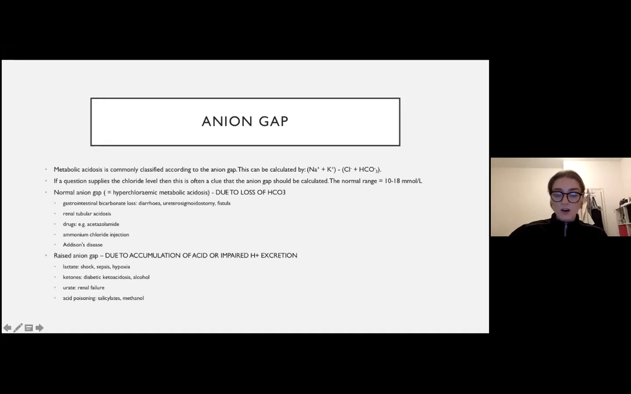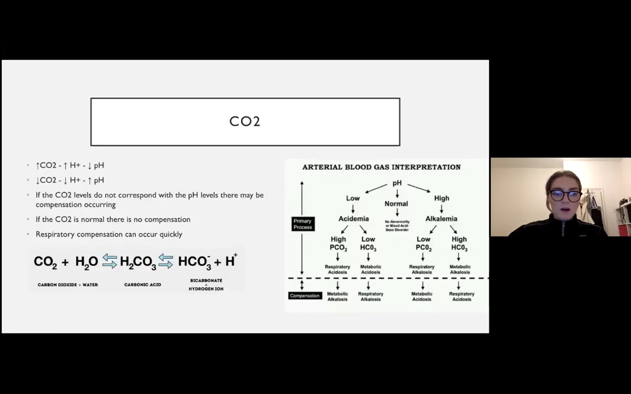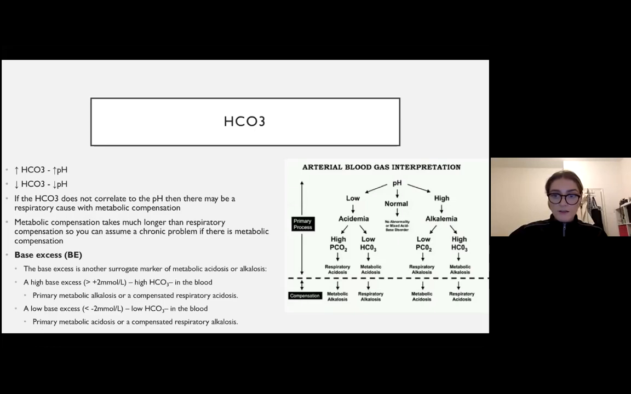Base excess is just a marker of metabolic acidosis or alkalosis. You don't need to calculate it, it will be given to you in your ABG, and to be honest, I don't think it's really needed. I've never seen anyone say it's something they use. It's just another way of looking at whether it's metabolic acidosis or alkalosis. If it's abnormal, it correlates to your bicarb levels, so it's just to back up your bicarb, but it will always correlate. I've never seen it not.